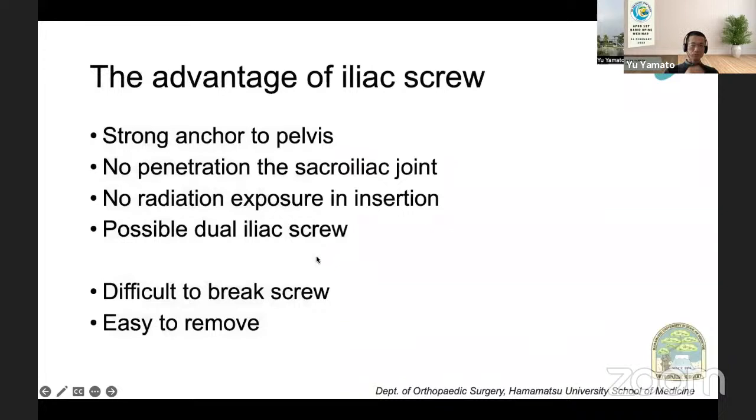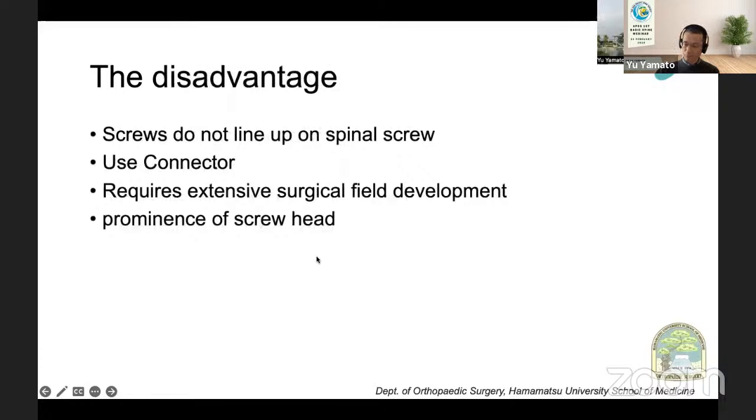The advantages of the iliac screw: a strong anchor to the pelvis, no penetration of the sacroiliac joint, and no radiation exposure in each region. Now we can put dual iliac screws, and it's difficult to break and easy to remove screws. But the iliac screw has disadvantages. Screws do not line up with the spinal screws, and we must use connectors. It requires extensive surgical field development, and sometimes the prominence of the screw head is a problem.